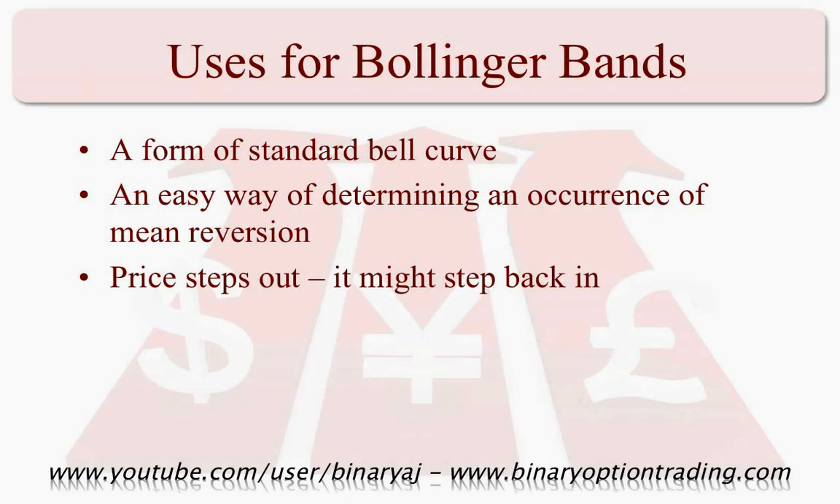Uses for Bollinger Bands. It's basically a form of standard bell curve. It's an easy way of determining an occurrence of mean reversion. What I mean by that is, mean reversion means when price should be within a certain area and it moves up and down. This is more common within RSI, within stochastic oscillators of that kind, where it shows a standard price and the price moving around that certain area. So when we see Bollinger Bands, usually when price steps out, it might step back in. And so let's get into some of the charts that are demonstrating this phenomenon.